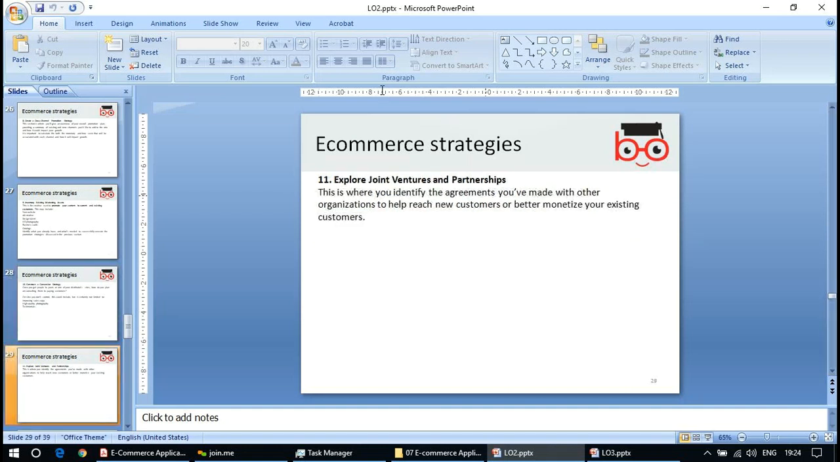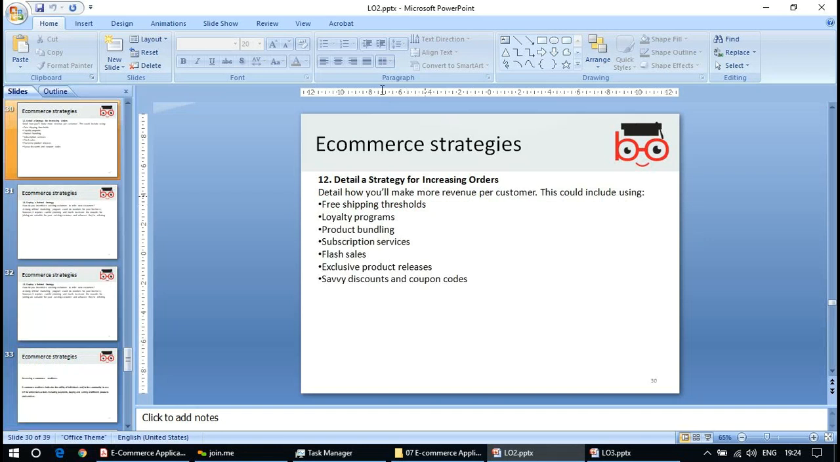Explore joint ventures and partnerships. This is where you identify the agreements you made with other organizations to help reach new customers or better monetize your existing customers. So sometimes it happens, you leave your brochures at some other places, and they recommend you, or they are your partners and you can better go to them. It happens. You must have observed it somewhere, isn't it?